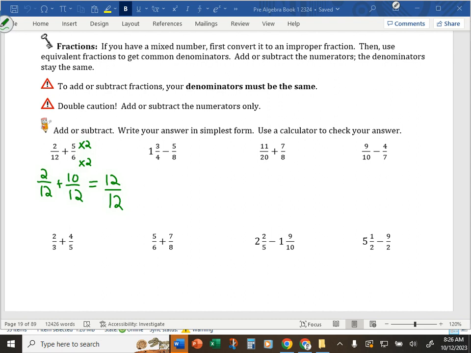Okay? They must be the same and they stay the same. Now, of course, because it's a fraction, we do have to simplify. What does 12/12 simplify down to be? Anything divided by itself is 1 whole. You get 12 on a 12 on a test, you get 100%. You got the whole test correct.